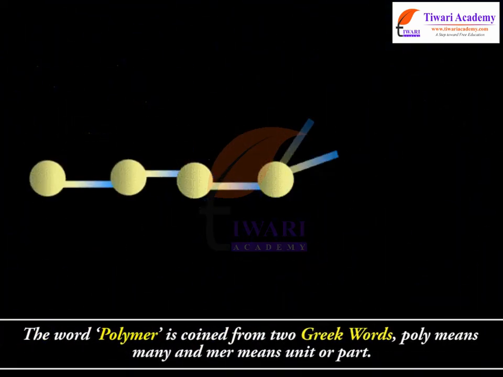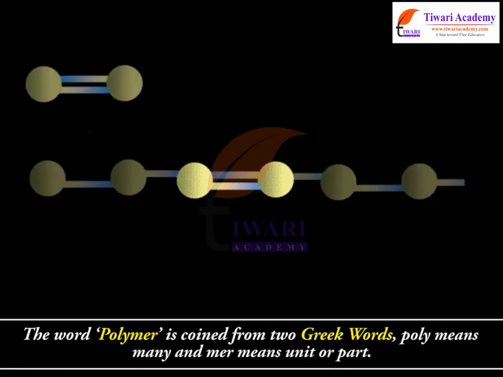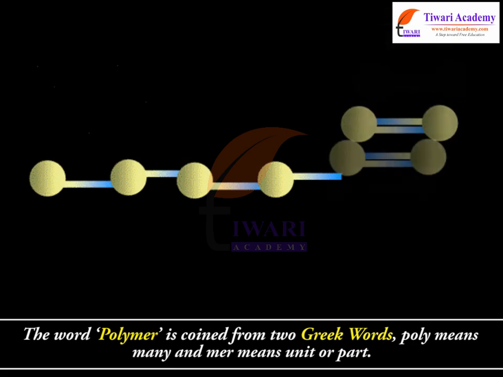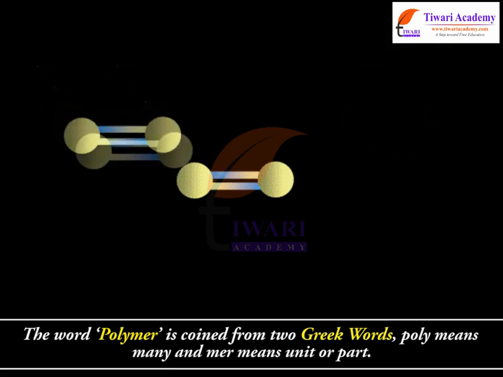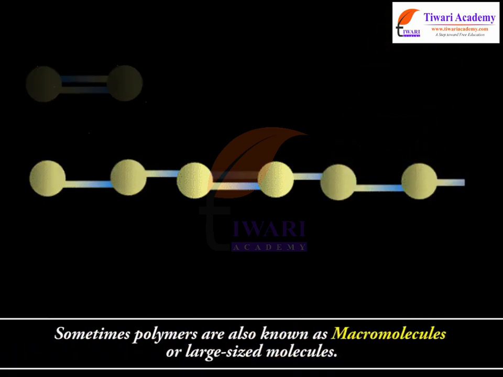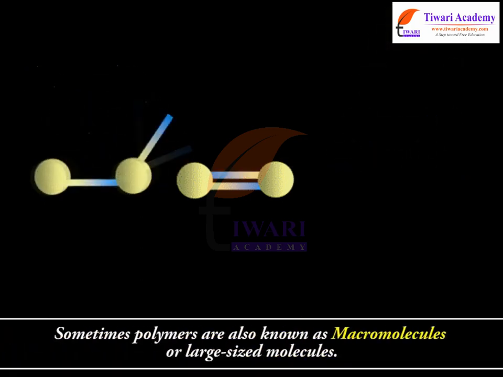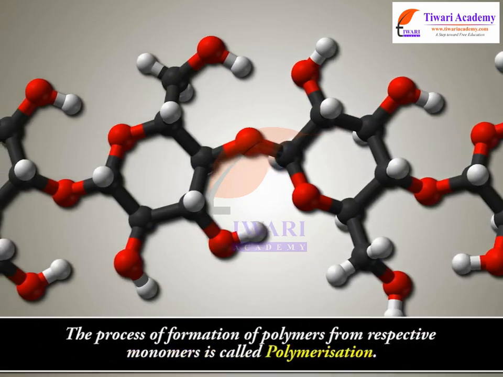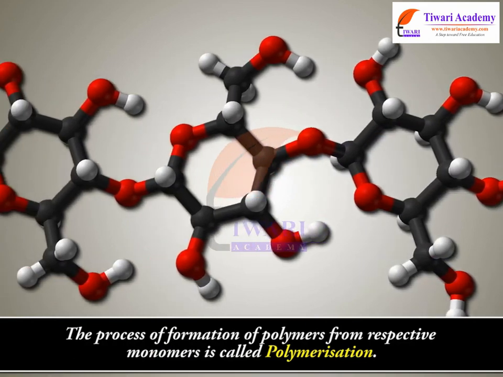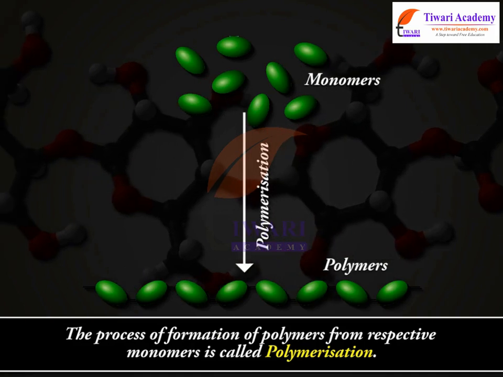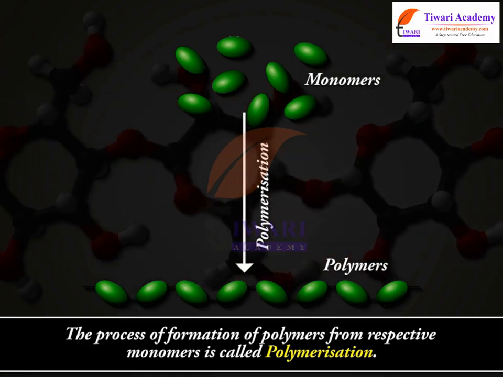The word polymer is coined from two Greek words. Poly means many and mer means unit or part. Sometimes polymers are also known as macromolecules or large-sized molecules. The process of formation of polymers from respective monomers is called polymerization.